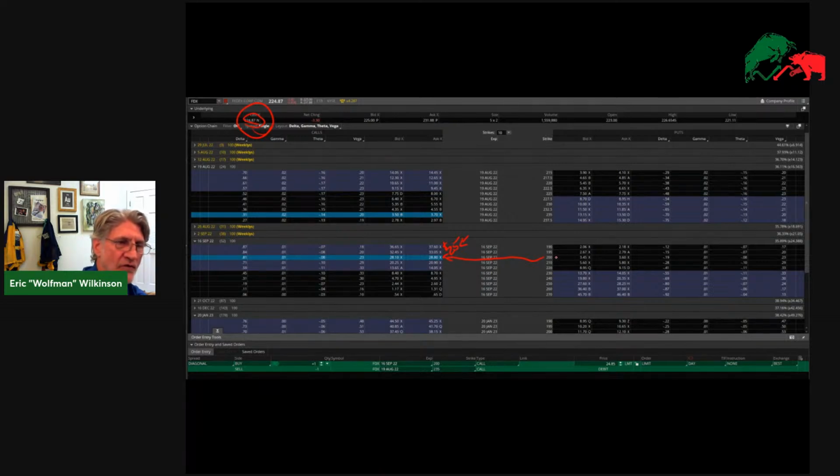So we can do a little floor trader hack rather than having to do the math. Just look at the corresponding out of the money puts. That tells you how much extrinsic value or theta there is. So we know there's about $3.40.